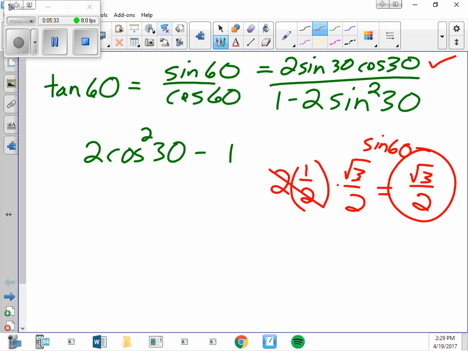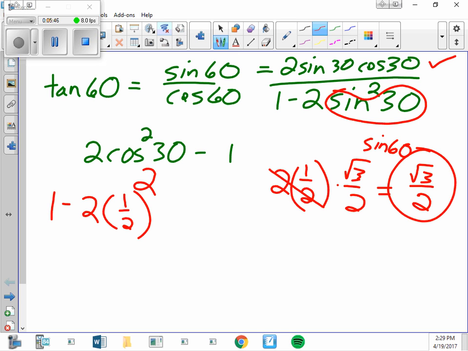Now I do the cosine. What is the sine of 30? 1/2. So it's 1 minus 2 copies of 1/2 squared. Corbin, do you get that? So the formula says 1 minus 2 times the sine squared of 30. That is the double angle formula for cosine. There are 3 versions. It's the bottom one. And I'll do the cosine. It's going to be the same thing.